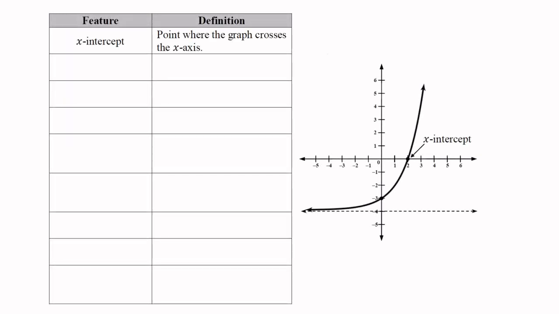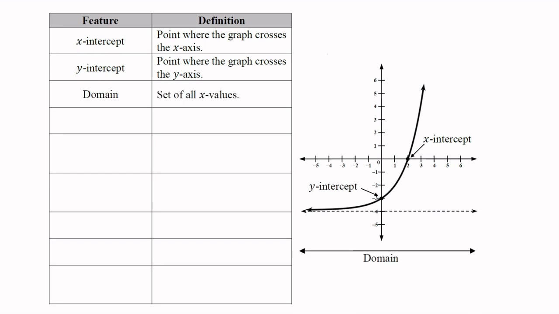The first is the x-intercept. As always, it is the point where the graph crosses the x-axis. Same for our y-intercept. It is where the graph crosses the y-axis. Our domain is the set of all x values, and for exponential functions, your domain will always be negative infinity to positive infinity. Our range is the set of all y values, and our range is either going to go to positive infinity or negative infinity from some value.